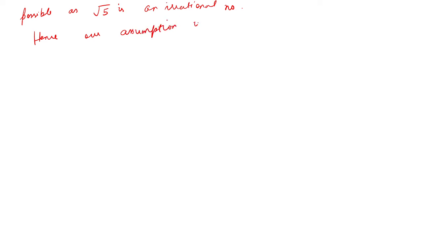But this is not possible, as root 5 is an irrational number. Hence, our assumption is wrong. Therefore, 7 root 5 is irrational. And you can always add the line hence proved.